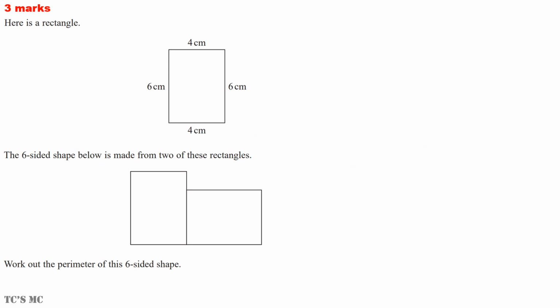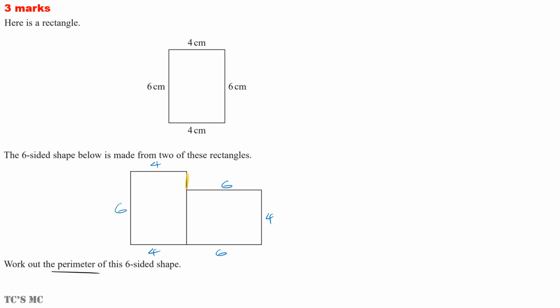Here is a rectangle. The 6-sided shape below is made from 2 of these rectangles. Work out the perimeter of this 6-sided shape. Perimeter is all the outside lengths added together, so I'm just going to label all of the lengths. We've got 4 over here, 6, 4, 6, 4, and 6.